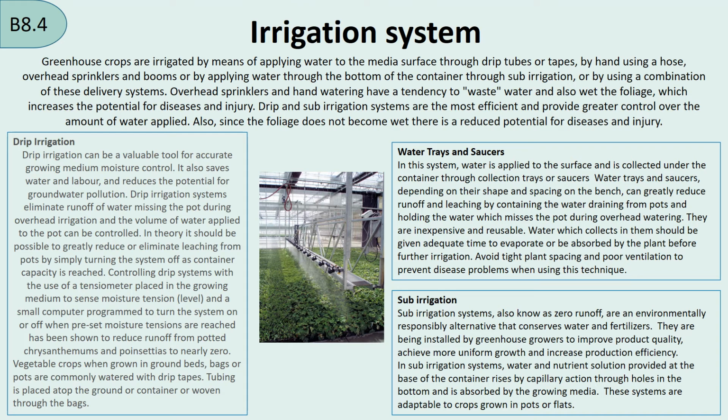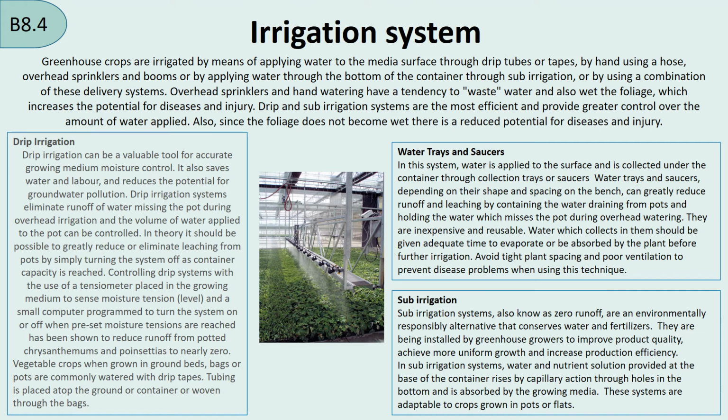The other method, which is quite commonly used, is water trays and saucers, and it's just where you have a tray underneath the plants, so when you water them, the water goes into the trays, so that reduces the amount of waste water, because that will then get absorbed into the soil as the plant photosynthesizes. Now, quite a more recent and environmentally friendly one is the sub-irrigation system.